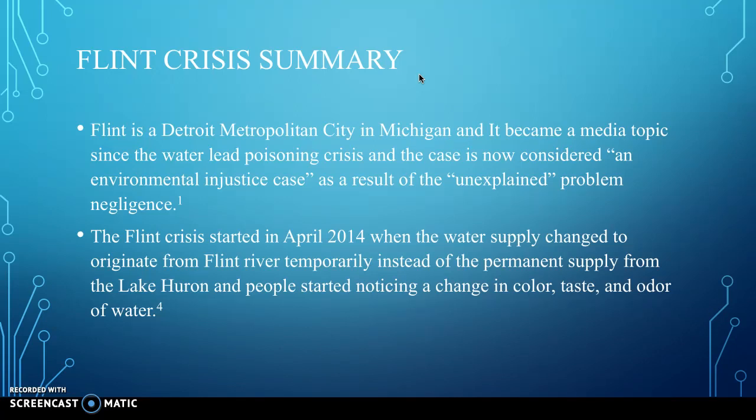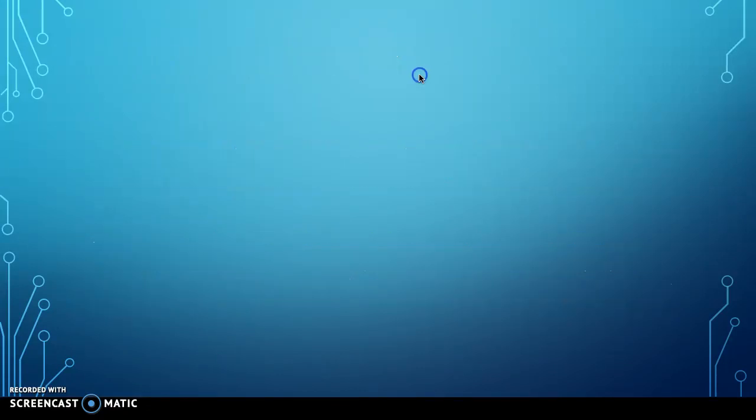The Flint crisis started in April 2014 when the water supply changed to originate from the Flint River temporarily instead of the permanent supply from Lake Huron, and people started noticing a change in color, taste, and odor of the water.